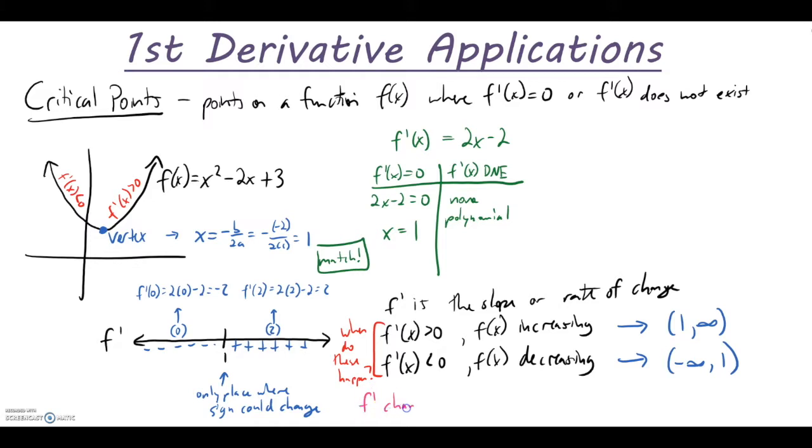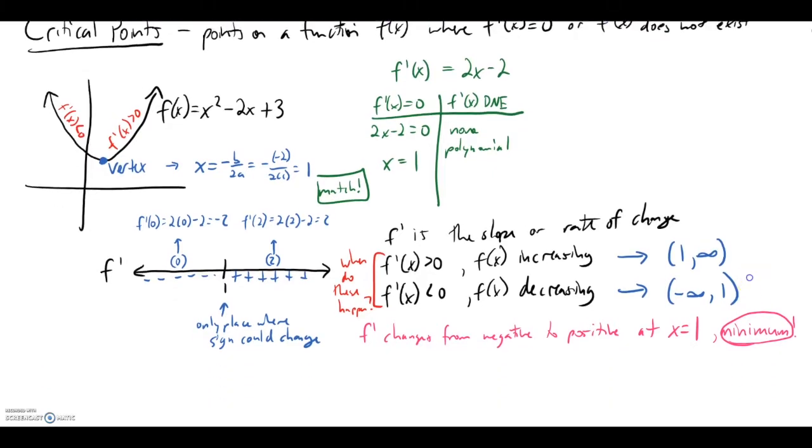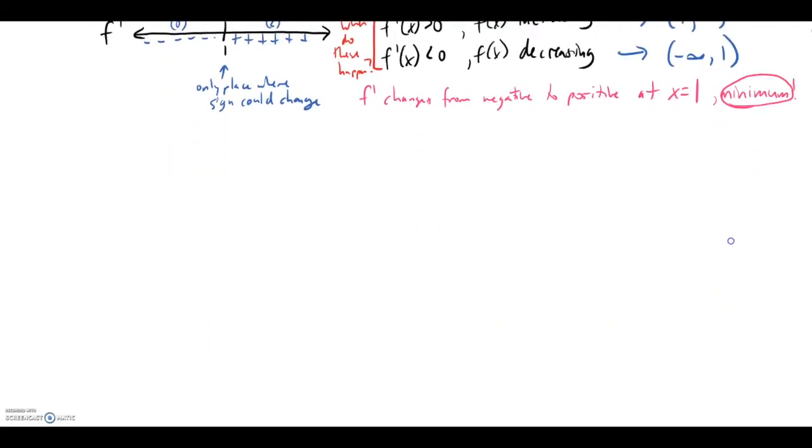And the derivative changed signs from having negative values to positive values at x equals 1, where the derivative was 0, where our parabola had its vertex. More importantly, where this function has a minimum. If our function changes from decrease to increase, that is the definition of a minimum. And it lines up perfectly with where our derivative changes from negative to positive.